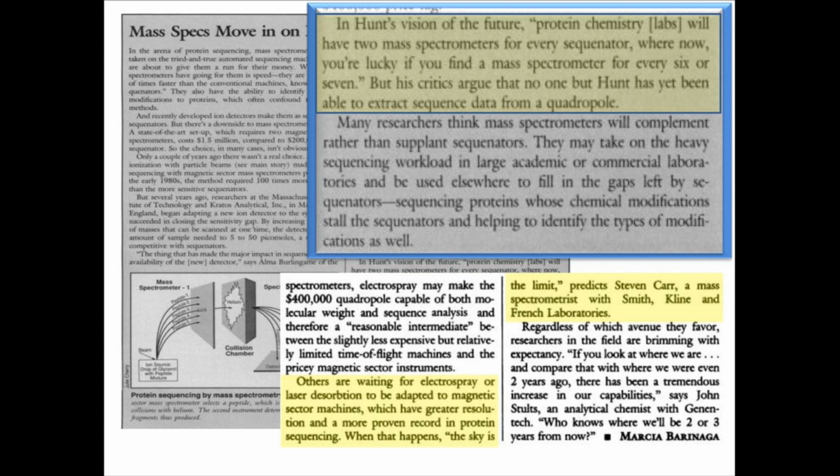Others are waiting for electrospray or laser desorption to be adapted to magnetic sector machines, which have greater resolution and a more proven record in protein sequencing. When that happens, the sky is the limit, predicts Steve Carr, a mass spectrometrist with SmithKline and French laboratories. So before Steve came back to Boston, he was at SmithKline. Anybody ever see a magnetic sector? Any recently?